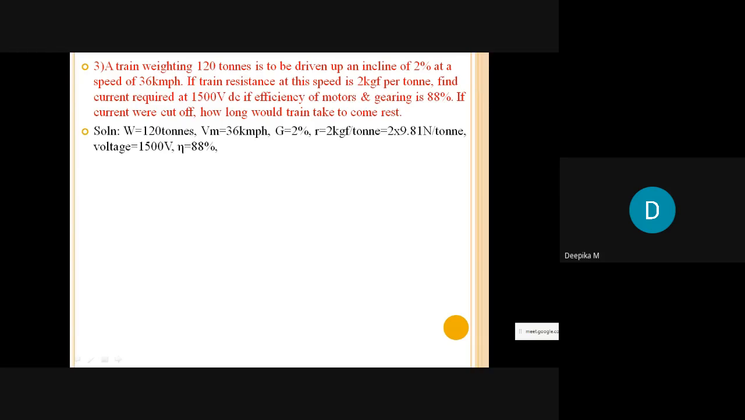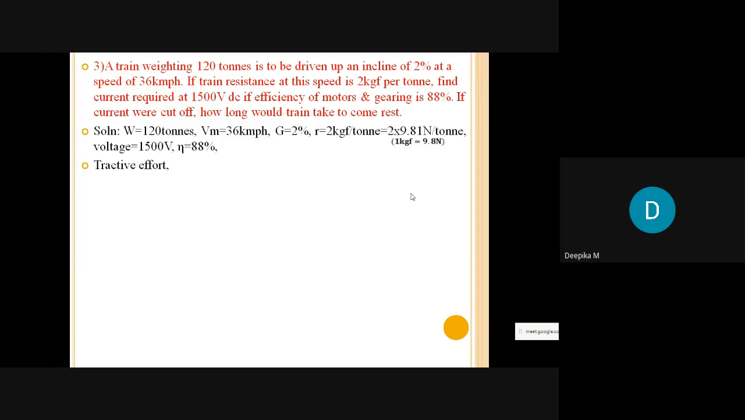So please remember that if they are given in kg force per ton or kg per ton, we have to convert it into Newton per ton. How do I convert into Newton per ton? By multiplying by 9.81. Because 1 kg force is nothing but 9.81 Newton. Hence if I multiply the value by 9.81, then I'll be getting the value in Newton per ton. Okay, so this is the thing they have given.